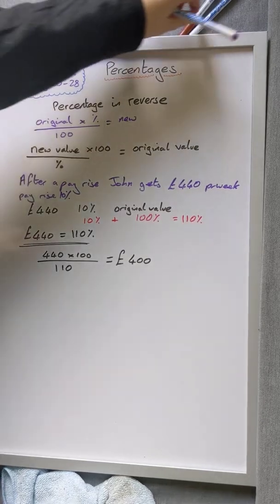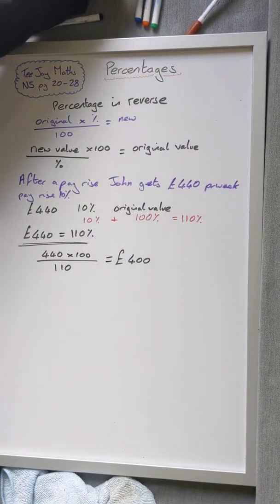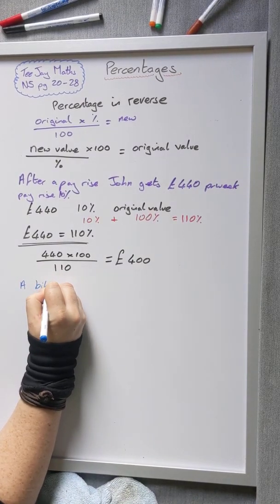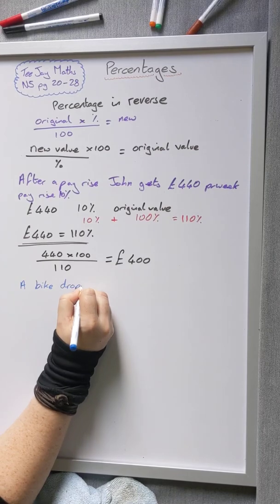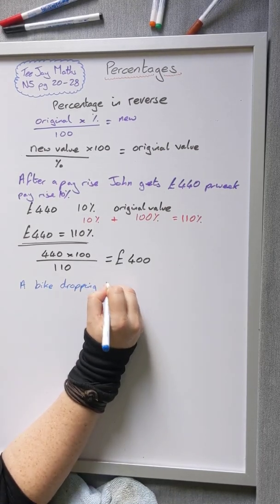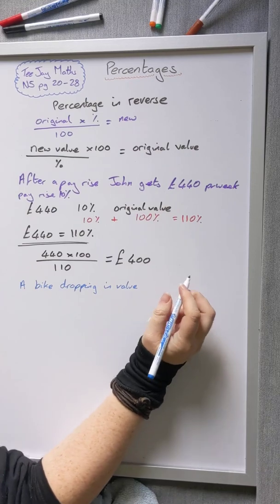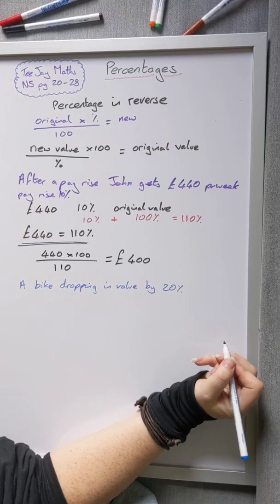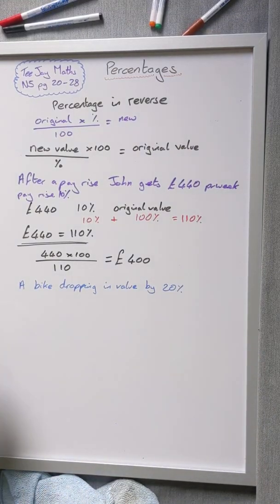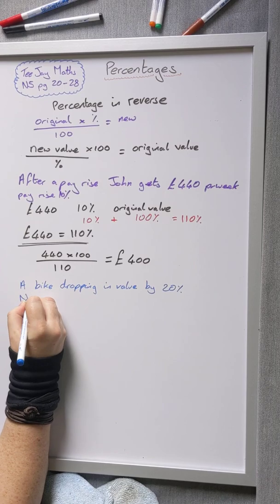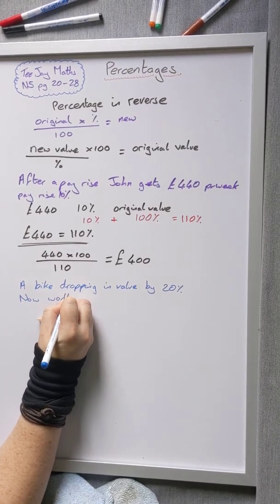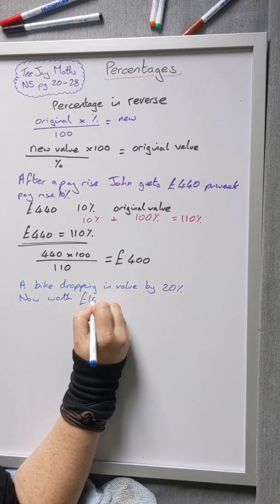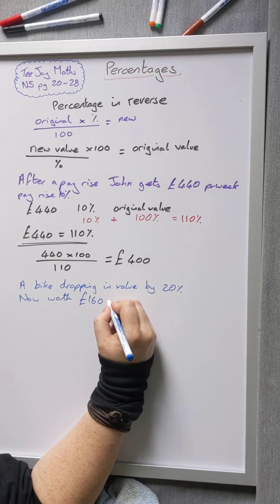The same goes when you're reversing that. So if we have a bike dropping in value by 20%, similar to the last video we had, and we're told it's now worth £160. What was its original value?